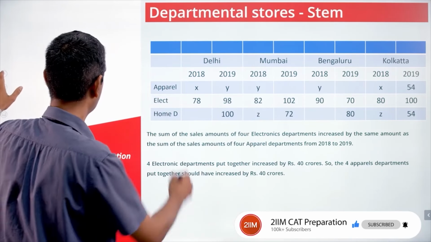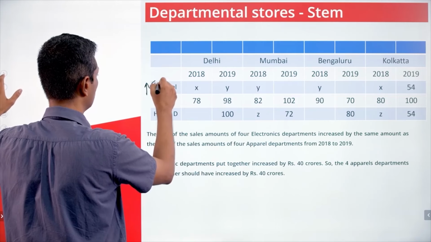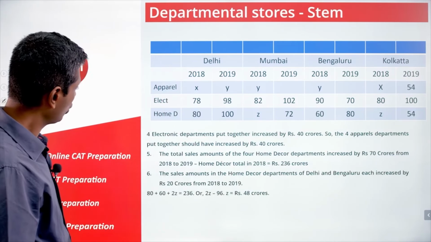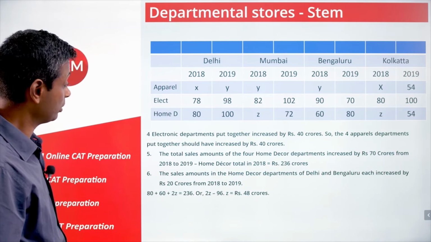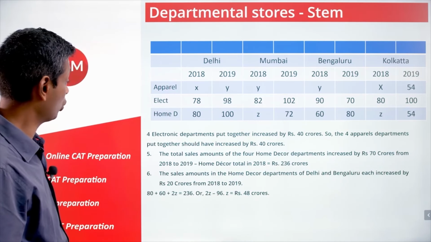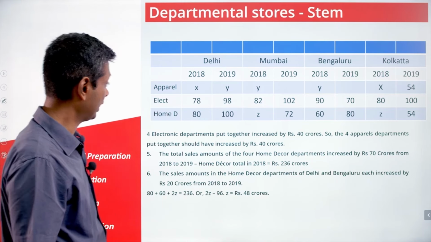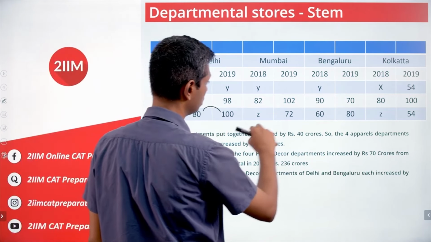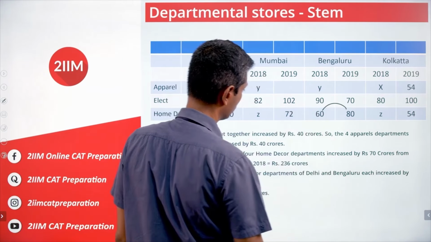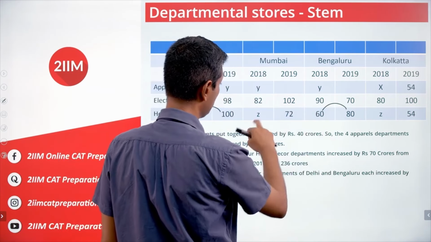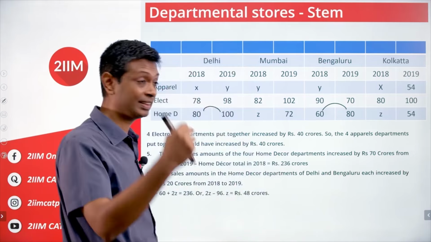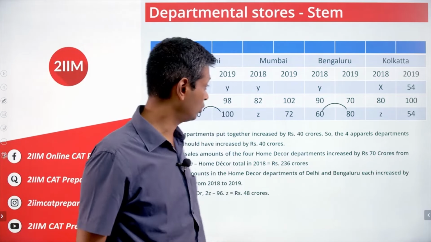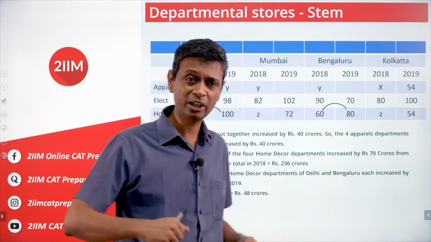Electronic, the apparel department should have been up 40 crores. All sales amounts are in rupees crores. The total sales amounts of the 4 home decor departments increased by rupees 70 crores from 18 to 19. 70 crore increase. This is 20 crores. This is 20 crores. So these two should have accounted for the remaining 30 crores. And so 20 and 20, 40 crores increase you have accounted for. These two should amount for the remaining 30.